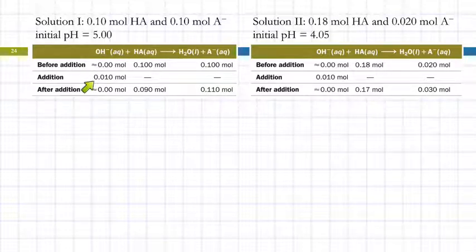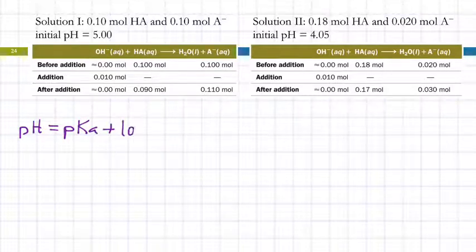When we add 0.01 moles of sodium hydroxide, that is going to react with the acid, so we're going to lose 0.01 moles of the acid, so we'll have 0.09, and then we'll gain 0.01 moles of the base. So now we have moles of acid, moles of base. Because this is a buffer, we can use the Henderson-Hasselbalch equation. So pH equals pKa plus log of the base over the acid.